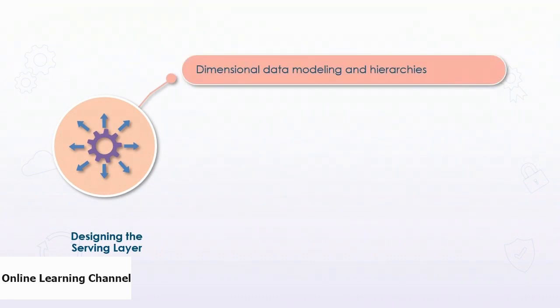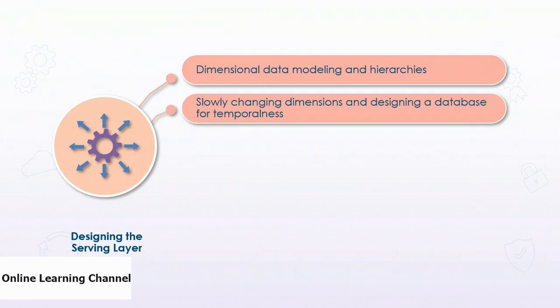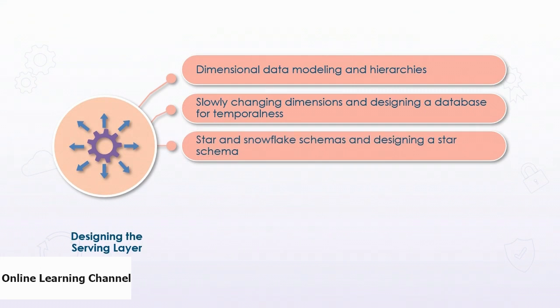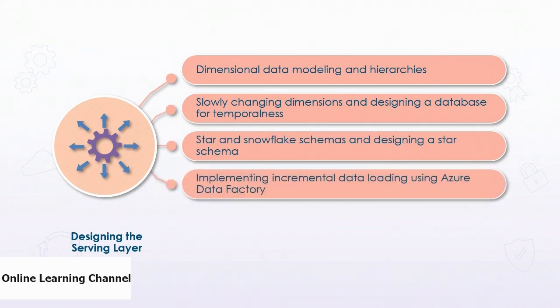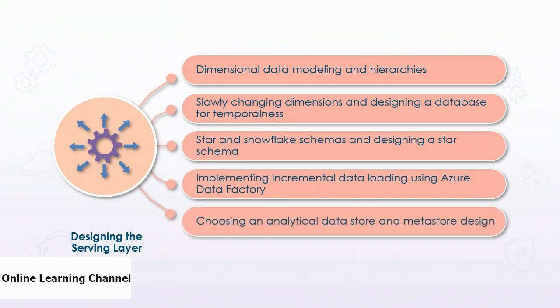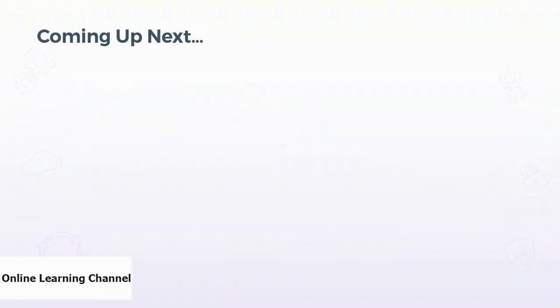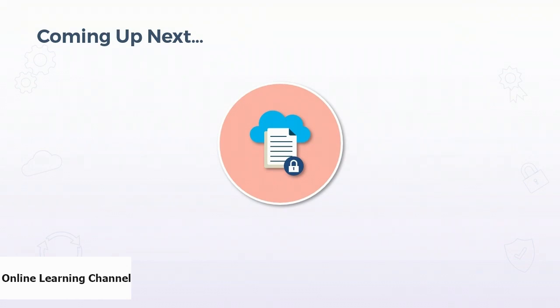So in this course, we've examined how dimensional modeling and hierarchies are used in data storage, and how the schema can affect performance. We did this by exploring dimensional data modeling and hierarchies, slowly changing dimensions and designing a database for temporalness, star and snowflake schemas and designing a star schema, implementing incremental data loading using Azure Data Factory, and choosing an analytical data store and Metastore design. In our next course, we'll move on to examine how to plan and implement an efficient physical data storage structure.